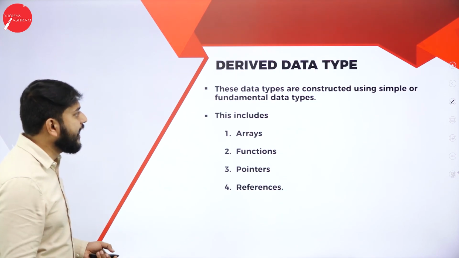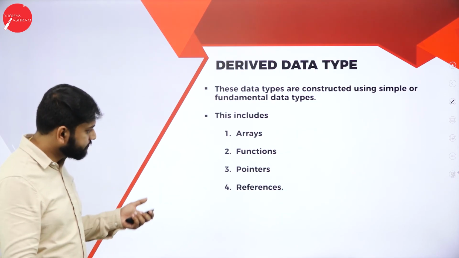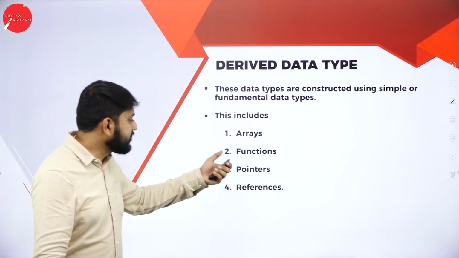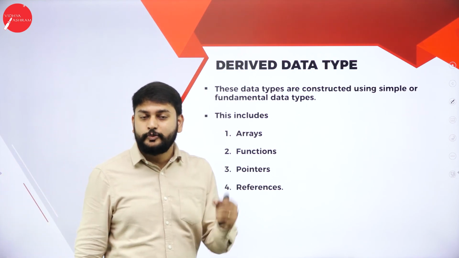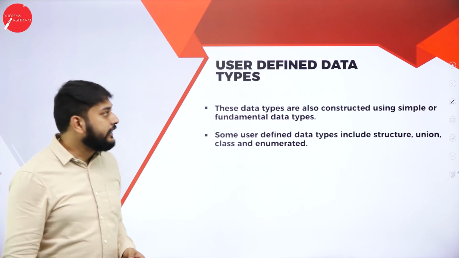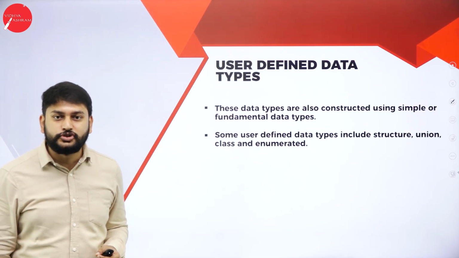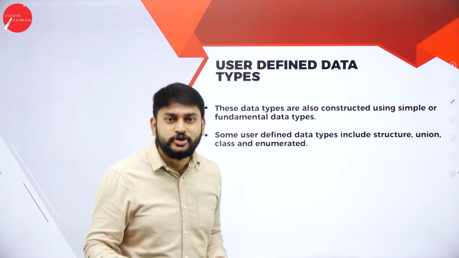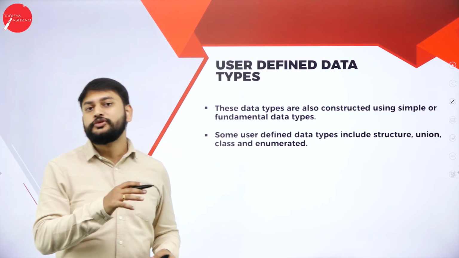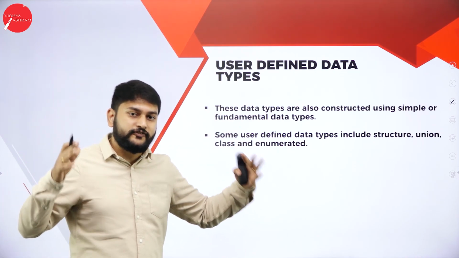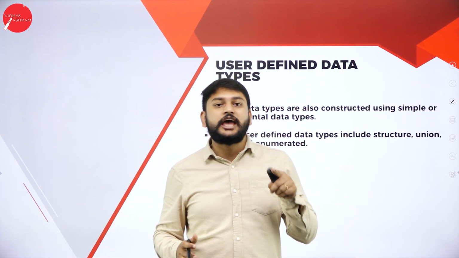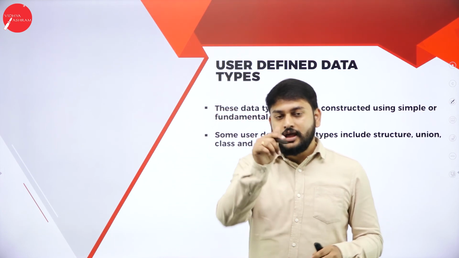Moving on to the next one, I have derived data types. We have already discussed that we have four derived data types: arrays, functions, pointers, and references, which I will discuss in detail in the coming chapters. The next one is user-defined data types: classes, structures, which are very, very important, and also unions. I will deal with these in detail in your coming classes.